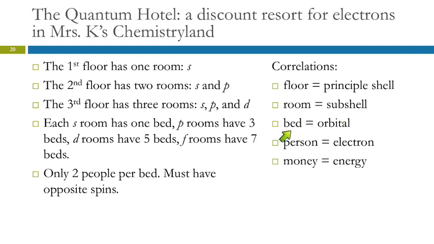And within the rooms, there are beds, because this is a hotel, right? People come here to sleep. So each of the beds represents an orbital. An S room has 1 bed. P rooms have 3 beds. D rooms have 5 beds. F rooms have 7 beds. Don't ask me why. They just do. It's kind of a weird hotel.